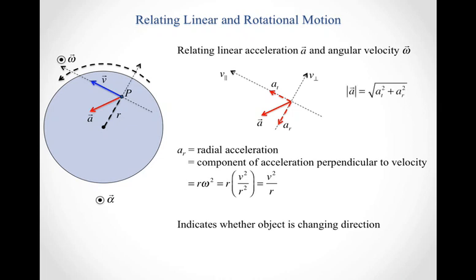I have two components, so if I want to know the magnitude of the linear acceleration, that's simply the tangential component squared plus the radial component squared, and take the square root of that. And if I want to know the direction of the acceleration relative to the direction of the velocity, I can solve for this angle phi by taking the inverse tangent, putting the tangential component on the bottom and the radial component on top.